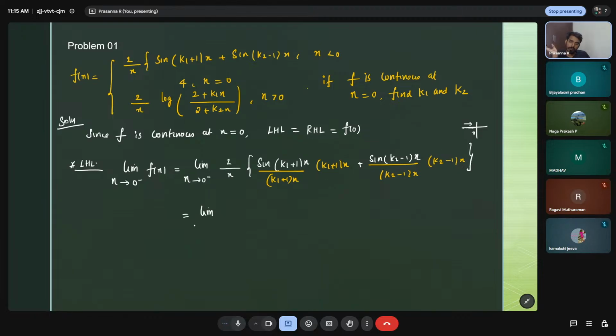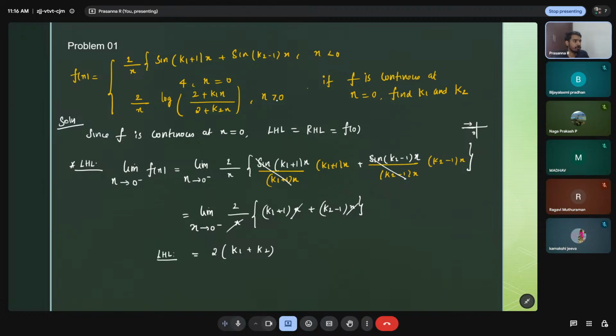So this will be the limit as x tends to 0 minus. This 0 minus is nothing but approaching from the left. Anyway, you will be substituting 0 only. So this sin f of x by f of x will be 1, and this will be 1 again. So you'll have (k1+1)x and (k2-1)x. The x will get cancelled, so 2 times (k1 + k2), since the plus 1 and minus 1 get cancelled. So 2 times (k1 + k2) is your LHL.